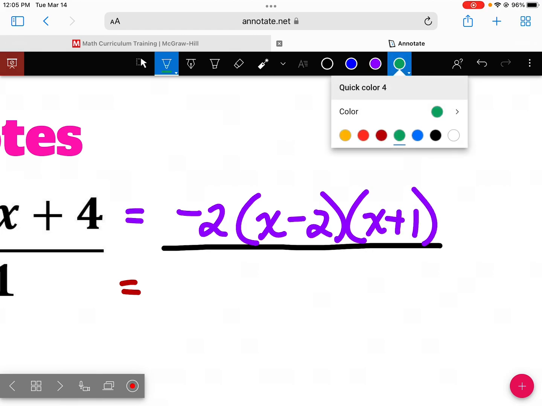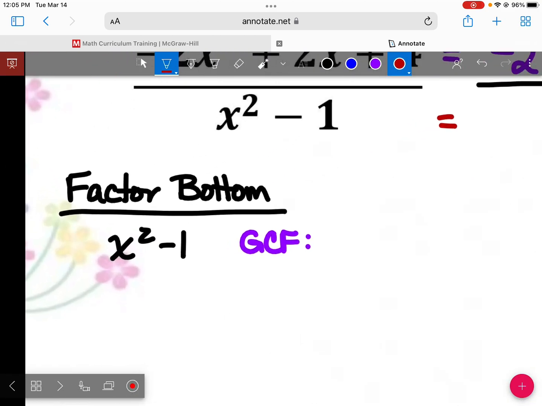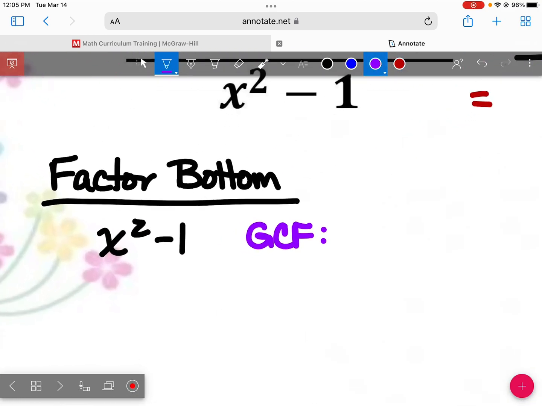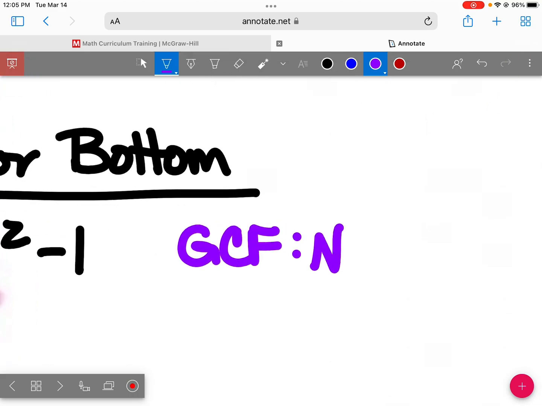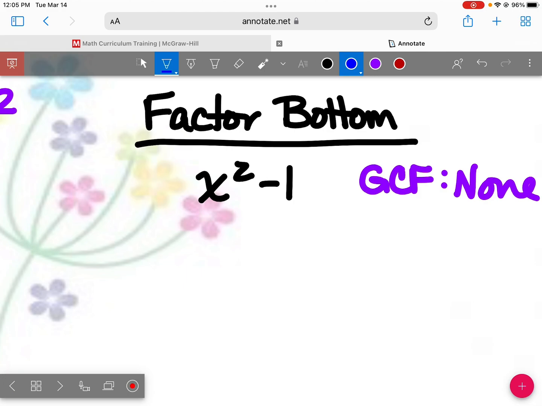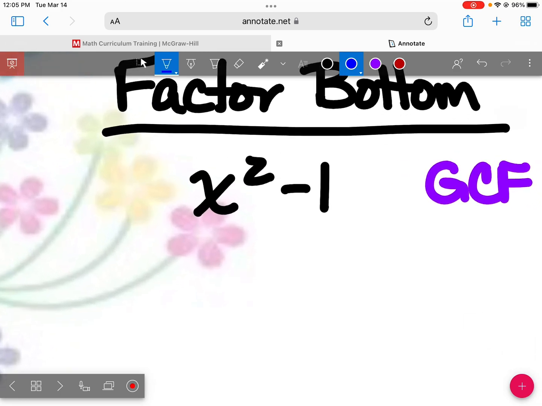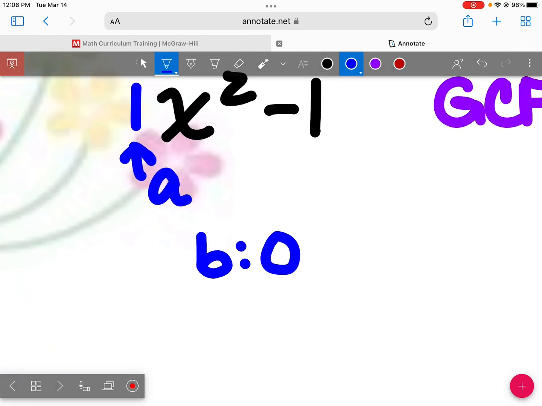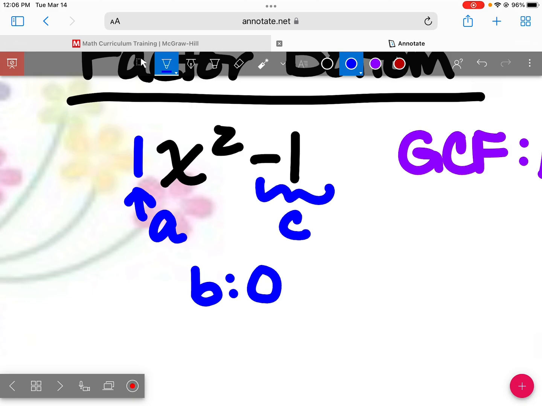I had a bunch of people ask me about the denominator. Let's start with a GCF. Does it have a GCF? No. A, B, and C. What's A? 1x squared. What's B? 0. There isn't one. B is 0, which means this is C. Can you do this with an area model? Yes. You can. Is there another way that you can do a problem like this?